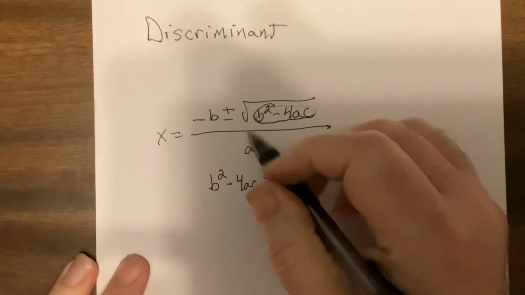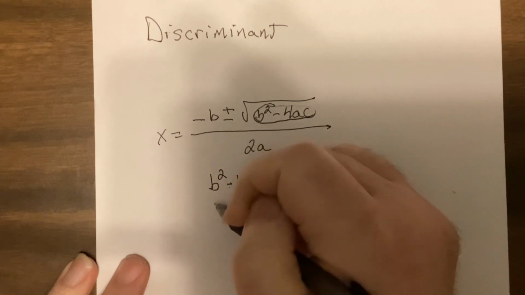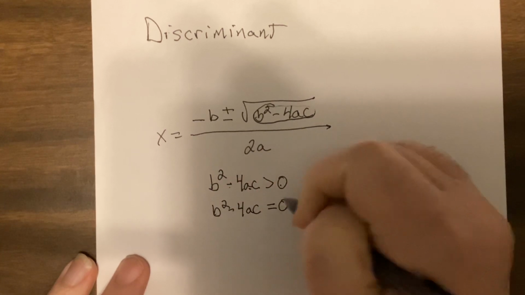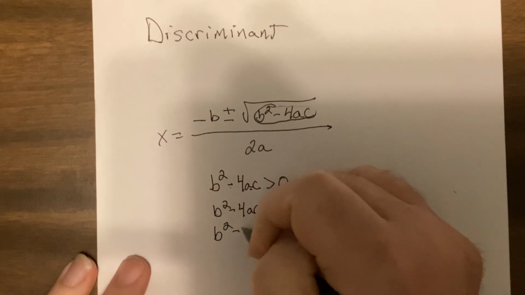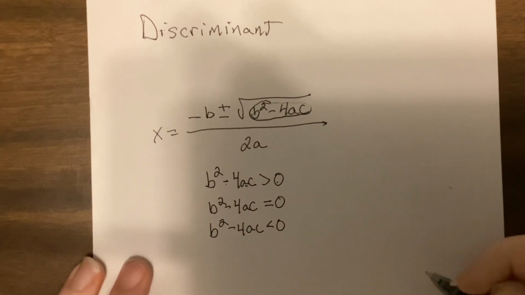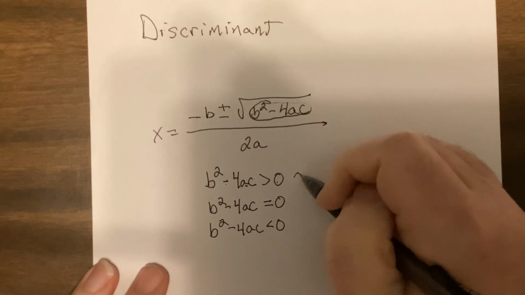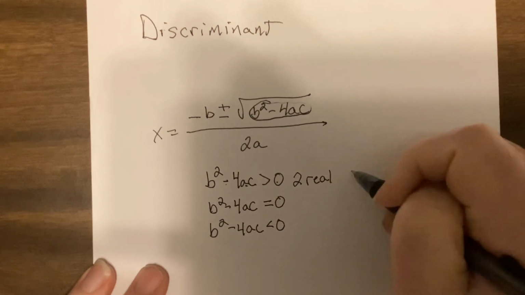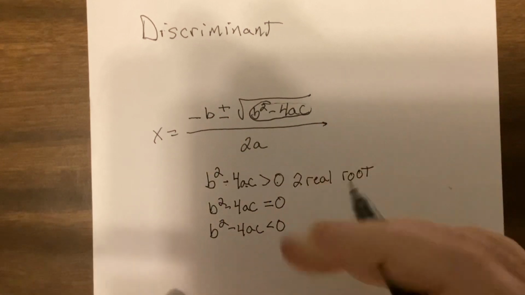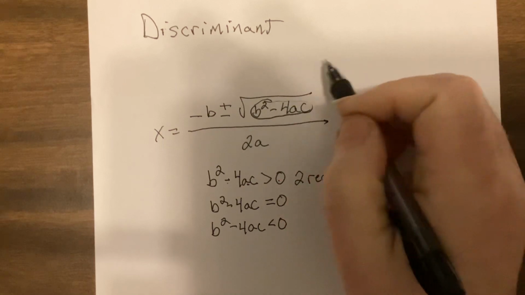So if the discriminant is b squared minus 4ac, they said, what happens when it's bigger than 0? What happens when it is 0? And what happens when it's less than 0? If it's greater than 0, this is a positive number, and the square root of a positive number is a real number, so it'd be 2 real roots. That'd be like square root of 2, square root of 3, square root of 4, square root of 5, square root of 6.